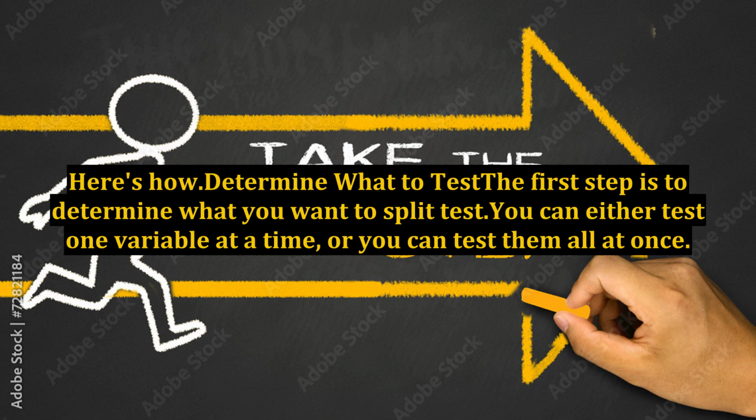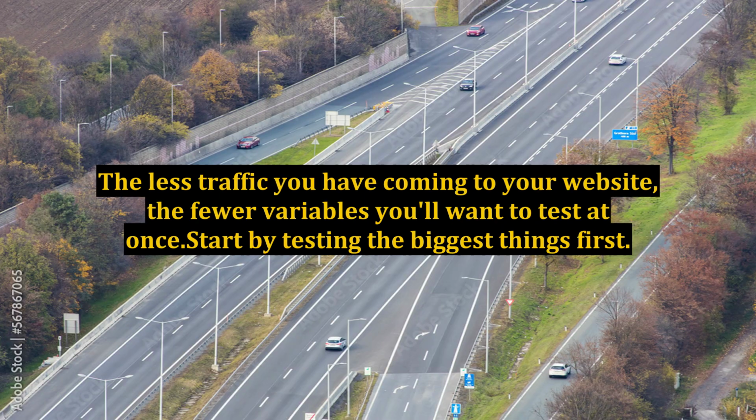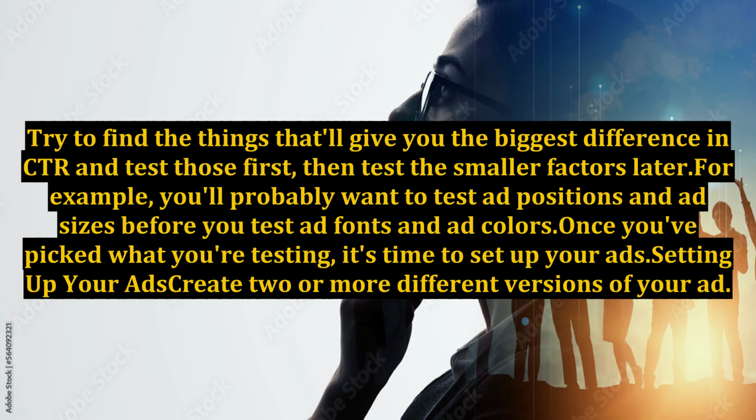Here's how. Determine what to test. The first step is to determine what you want to split test. You can either test one variable at a time, or you can test them all at once. The less traffic you have coming to your website, the fewer variables you'll want to test at once. Start by testing the biggest things first. Try to find the things that'll give you the biggest difference in CTR and test those first, then test the smaller factors later. For example, you'll probably want to test ad positions and ad sizes before you test ad fonts and ad colors. Once you've picked what you're testing, it's time to set up your ads.